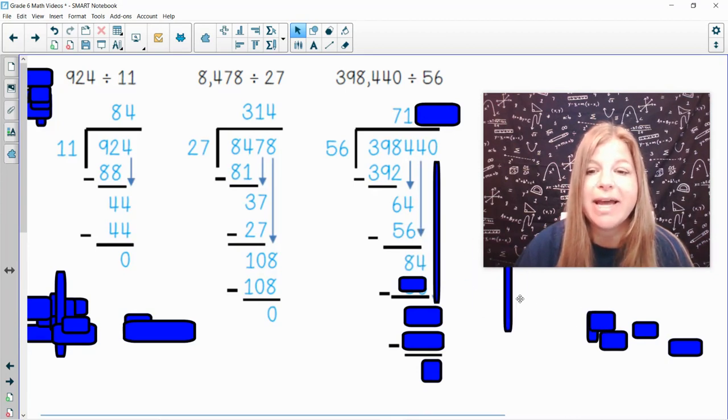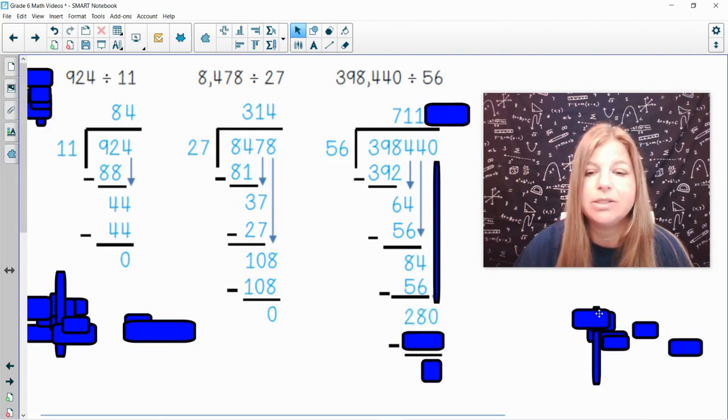Bring down the next 4 to make 84. 56 goes into 84 once. 1 times 56 is another 56. 84 minus 56 is 28. And then I bring down that last 0.